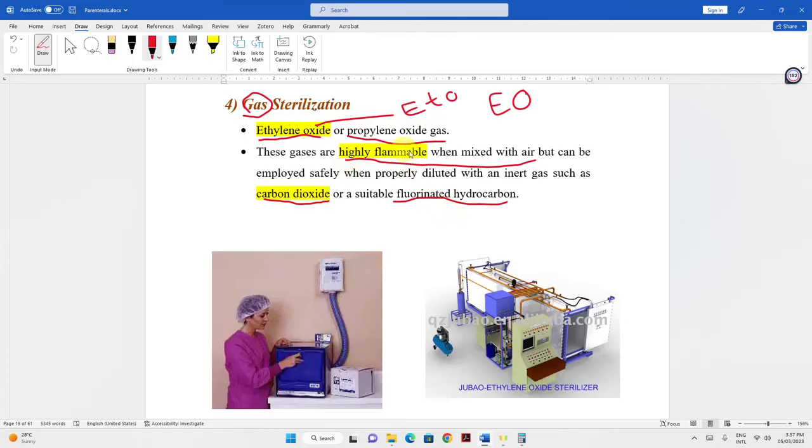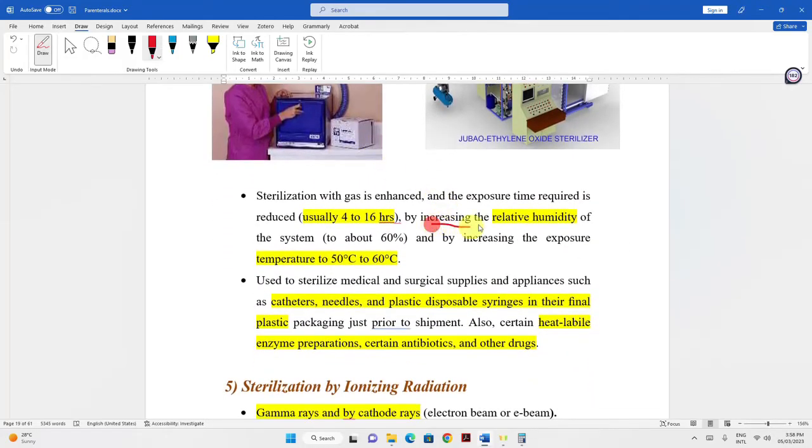Okay, in order to improve the efficiency of these gases, we can do two things. One, increase the humidity. Okay, for example, we can raise the humidity up to 60%. The other thing is increase the temperature, but we increase it up to 50 or 60 degrees Celsius. We don't want to go further, because using the gas sterilization, we are trying to reduce the risk of the degradation for the drugs, okay, because of heat. That's why we don't want to go very high. We go up to 50 or 60 degrees, and the humidity is up to 60%. And the usual sterilization period ranges from 4 to 16 hours.